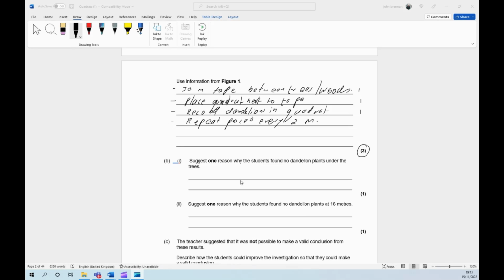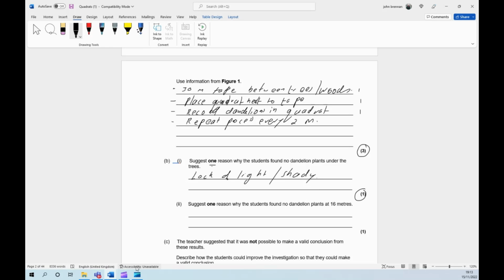On to B1, and we've got the question there, suggest one reason. There's only 1 mark for this. One reason why the students found no dandelion plants under the trees. The simplest answer for that one is that there is a lack of light. You can also say that it was shady under the trees.